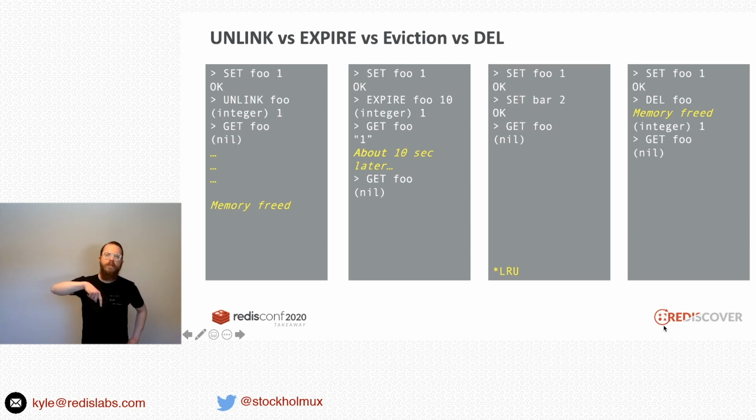So the first column is where we're going to talk about unlink. Here, we're going to set up a number of scenarios. In this first column, I set foo to 1, and that's going to happen on all 4 of our columns. It's going to respond back, OK, so it's stored. And then I don't want it anymore. So I can then say unlink and then foo. When I try to get foo, it'll be gone. Now, the key thing here is that we're actually not freeing up the memory synchronously.